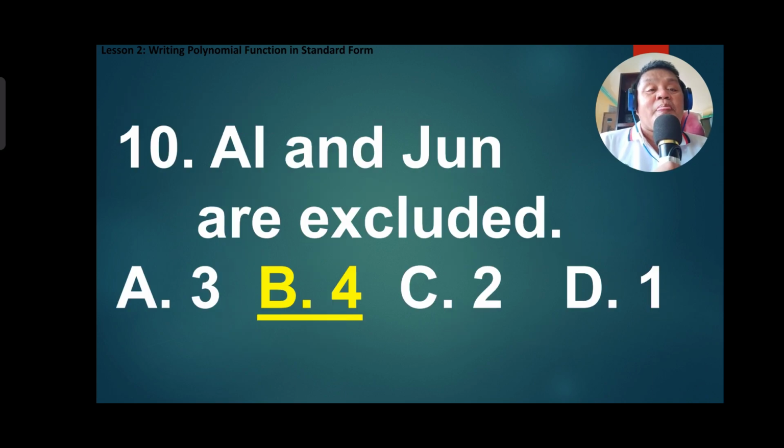Number 10. Al and June are excluded. So there are only 4 people left because Al and June are excluded. So the possible answer here is 4. Again, kindly check this with your calculator.